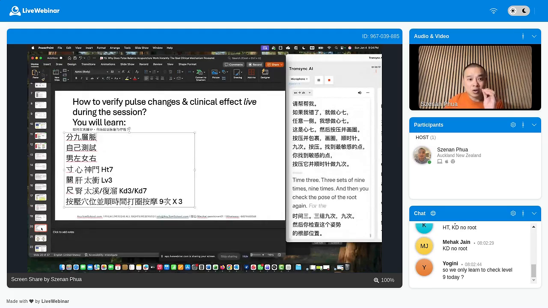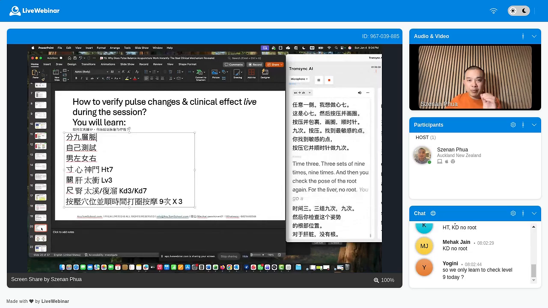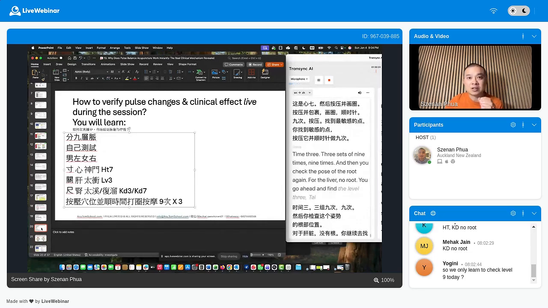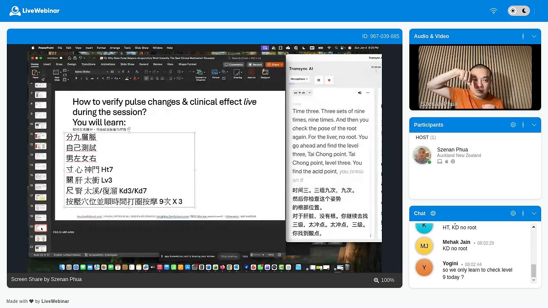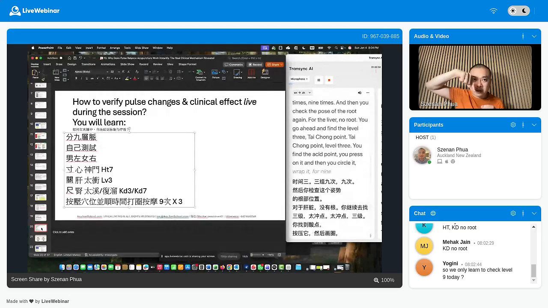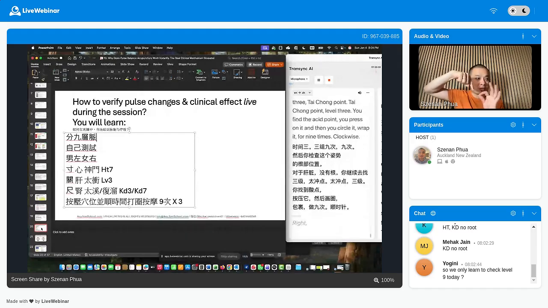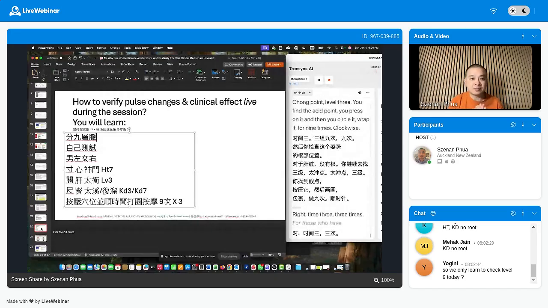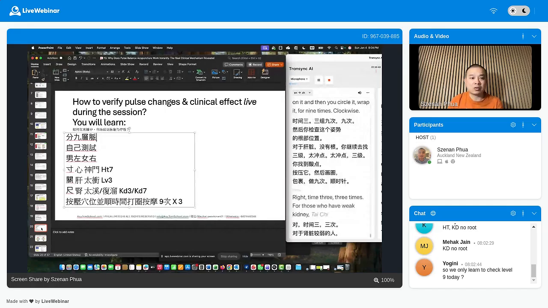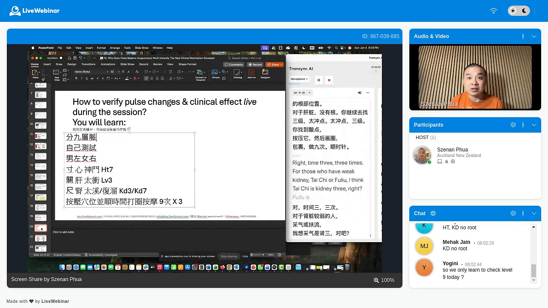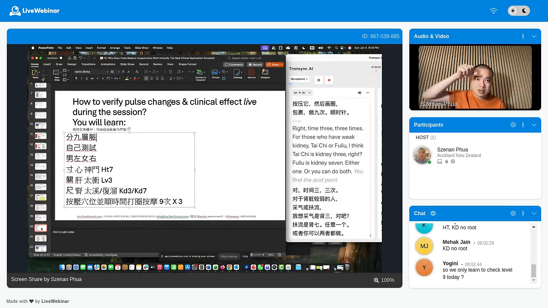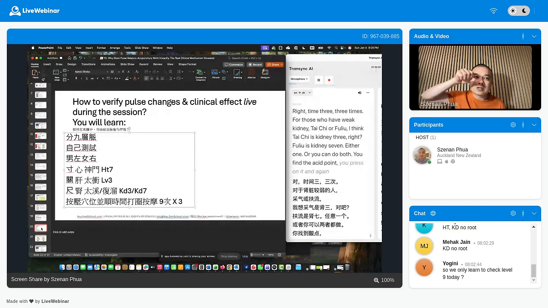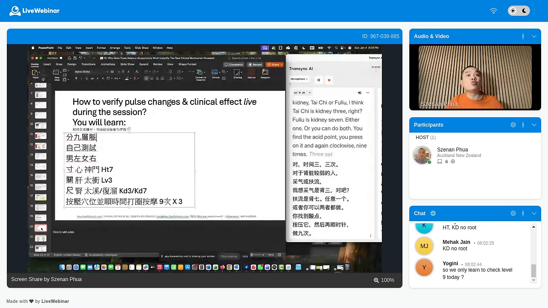For the liver, no root, you go ahead and find the level 3, 太冲 point. You find the sensitive point, you press on it, and then you circle it, rub it for 9 times clockwise, 3 times. For those who have weak kidney, 太溪 or 复流, I think 太溪 is kidney 3, right? 复流 is kidney 7. Either one, or you can do both. You find the sensitive point, you press on it, and again, clockwise 9 times, 3 sets. Then you will check the pulse again.